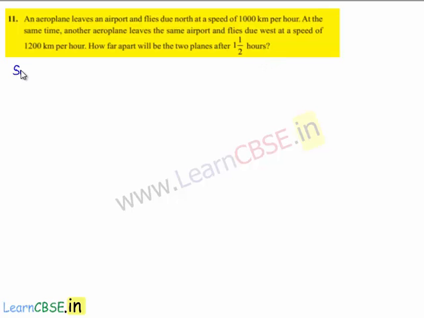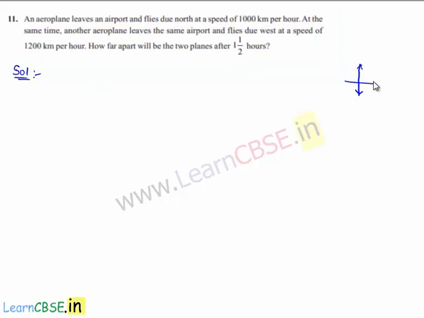Now moving on to the solution. Let us note down the directions, that is north, south, west, east. He says that first aeroplane has flight due north. So from common point O, let us assume that aeroplane A has flight to certain distance in 1.5 hours with the speed of 1000 km per hour.